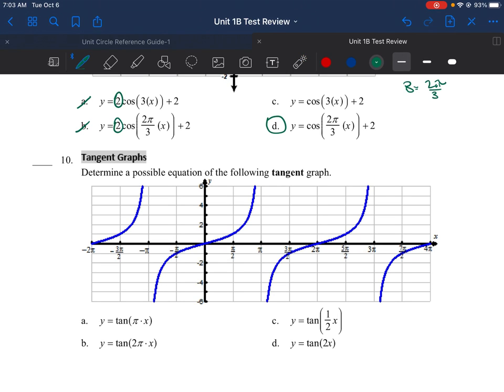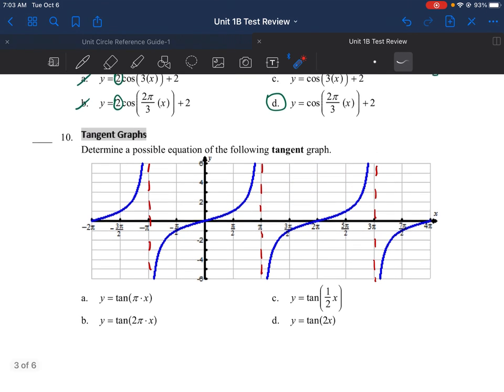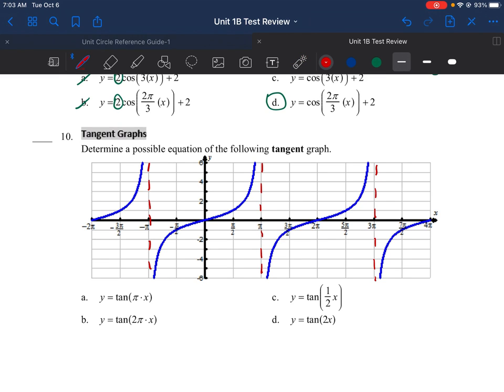Well, let's think about what the period would look like here. I'm going to draw on some asymptotes. I can see an asymptote here at negative pi. I can see an asymptote at positive pi, an asymptote at 3 pi, and so on. And remember that the period of the tangent function is basically the distance from asymptote to asymptote. So if I look at the distance between negative pi and positive pi, that's a period of 2 pi. We can see the same thing here from pi to 3 pi, the distance is 2 pi. So remember that tangent is different from sine and cosine.